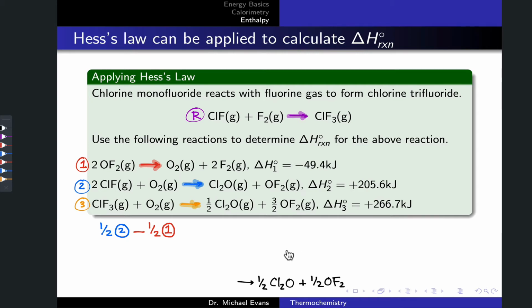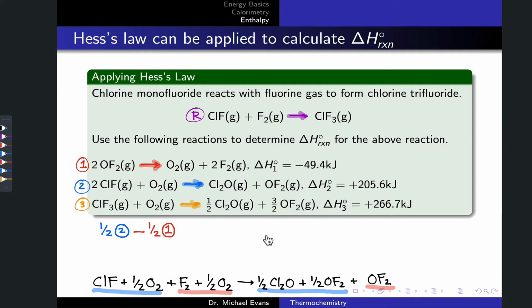For the blue reaction, reaction 2, scaled by 1/2, we're going to have ClF and half an O2 on the reactant side, and half a Cl2O and half an OF2 on the product side. Scaling reaction 1 by 1/2 and reversing it leaves us with 1 OF2 on the product side and an F2 and half an O2 on the reactant side. And in order to proceed, it's helpful now to take a look and see what's missing and how this kind of running reaction differs from our target reaction.